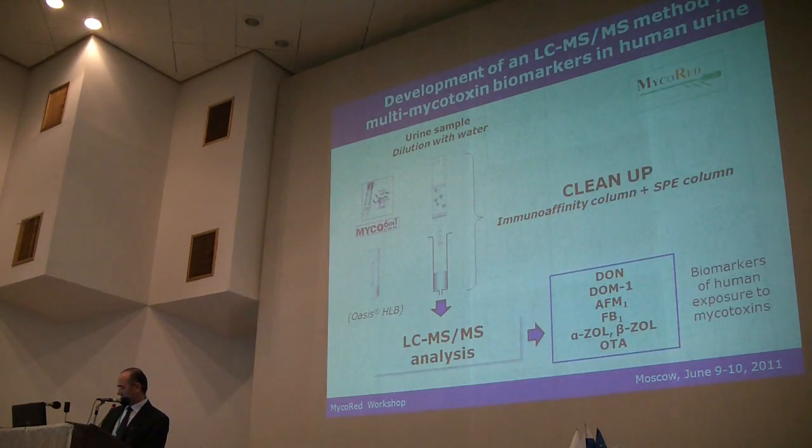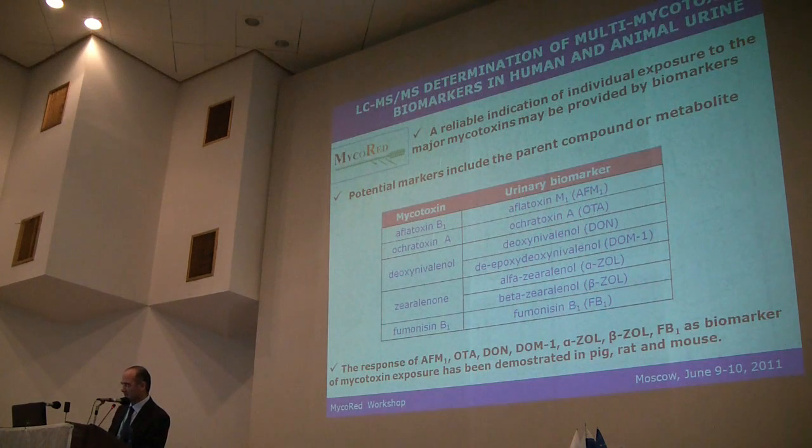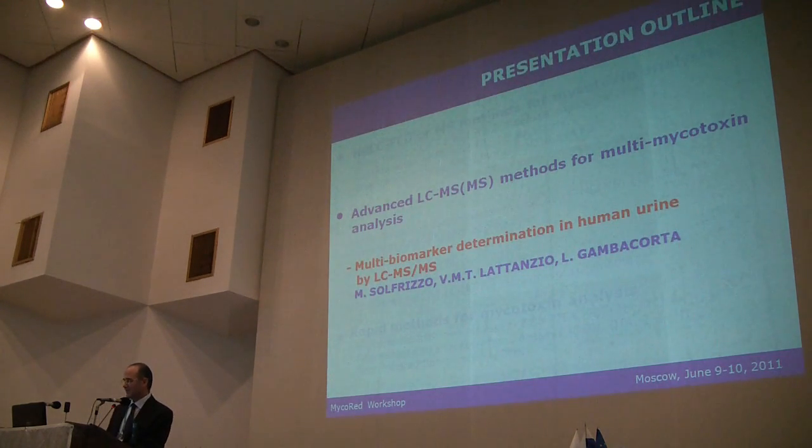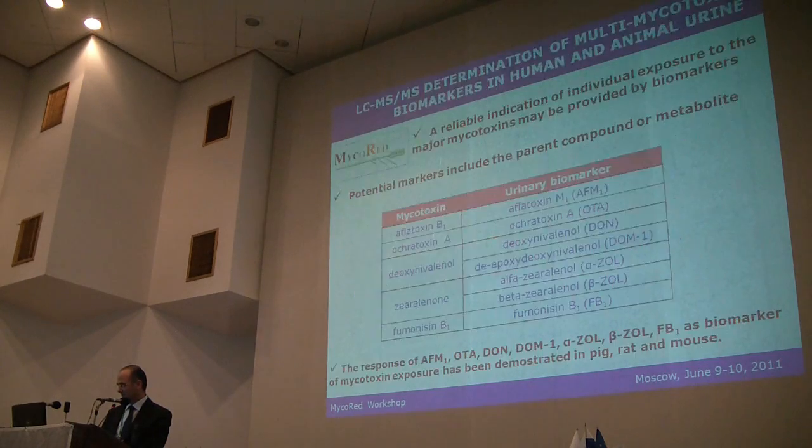The next topic is the determination of a method of multi-biomarker in human urine by LC-MS. Dr. Koffrit is the reference contact of this method. And it has been demonstrated that some potential markers for mycotoxin in urine include the same mycotoxin, but also metabolites of mycotoxin.